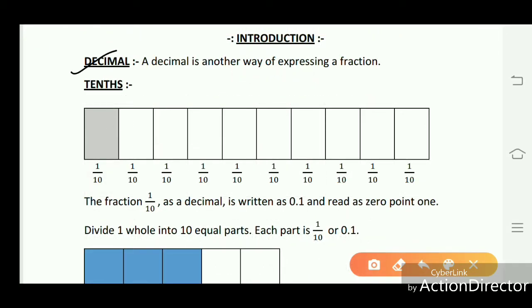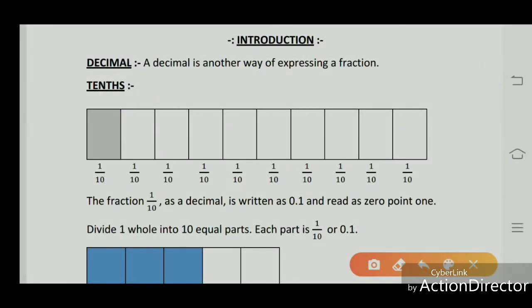Now decimal. A decimal is another way of expressing a fraction. In the previous lessons we learned about fractions. So first we start with tenths. In this figure the total number of boxes is 10 and one box is filled with a color. So the fraction 1 upon 10 as a decimal is written as 0.1 and read as zero point one.